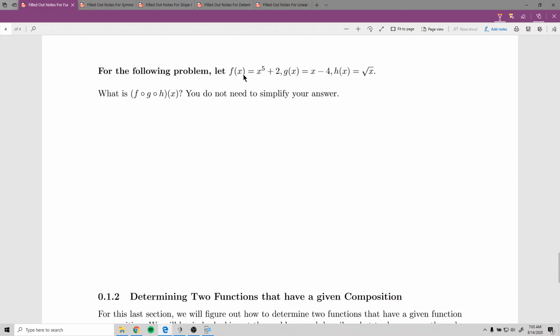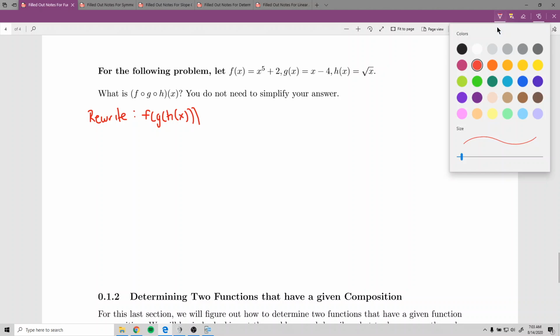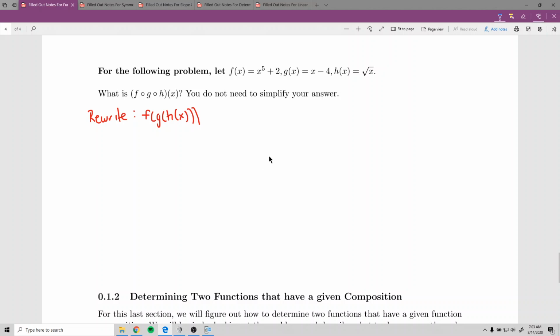So what we're given: f of x equals x to the 5th plus 2, g of x equals x minus 4, and h of x equals the square root of x. And the question is, what is f of g of h of x? Well, I want to do exactly the same thing I've done with all the other problems, and that's rewrite it. It can look a little messy with 3 things, but what you want to do is focus on the h of x, the most inside part.